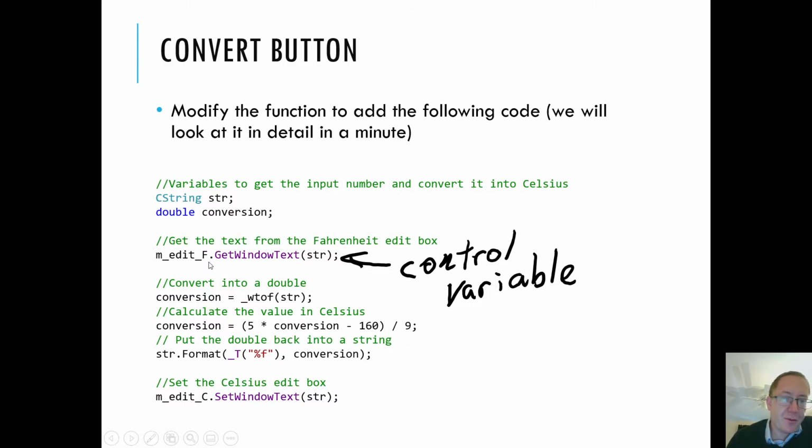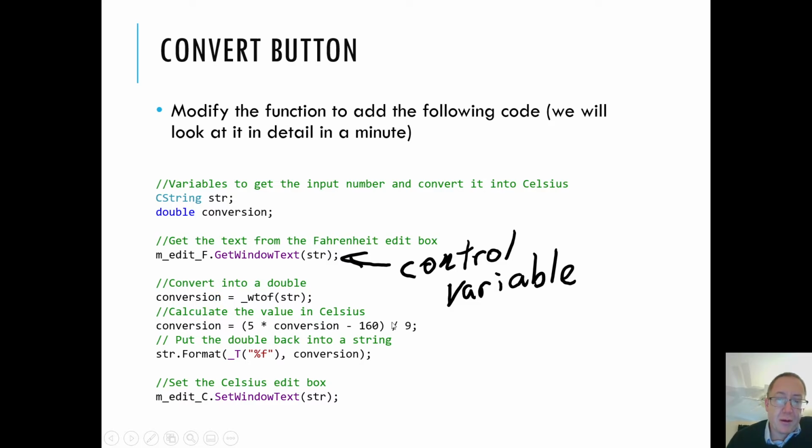So as long as I have a control variable, I get the text, get the string, and I do the conversion. So this is only going to go from Fahrenheit to Celsius. It's not going to go from Celsius to Fahrenheit. So I will get the control, I will get the text for that control, and I will convert the text to a double. It's got to be text though, right? So I'm converting a string to a floating point number for this conversion. W2F converts a string to a double right here.